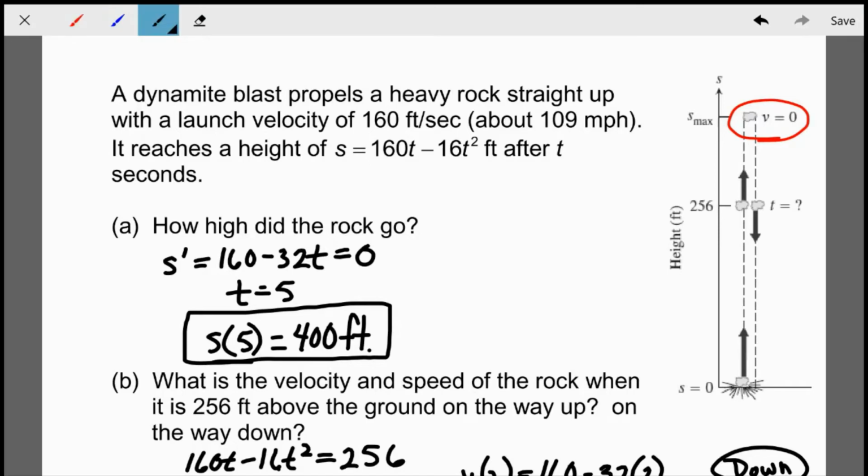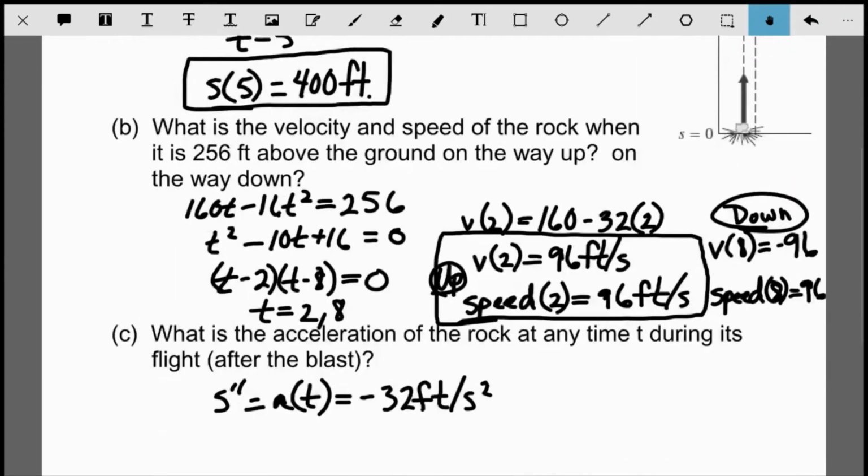So I did actually take a derivative here. I misspoke earlier. I did actually take a derivative and set it equal to 0 and found that the velocity is 0 when time is equal to 5. So that tells me it took 5 seconds to reach that maximum point. And then I just want to know what was the position at that point in time. Well, the position at time 5 was 400 feet. So how high did it go? It went up 400 feet.